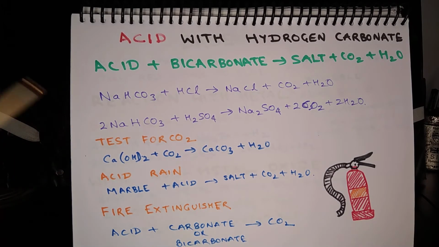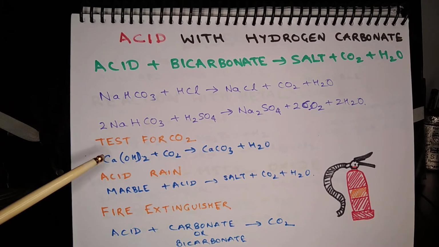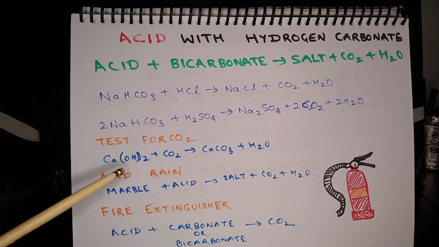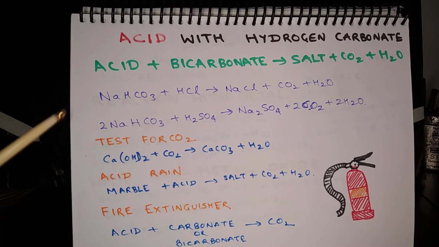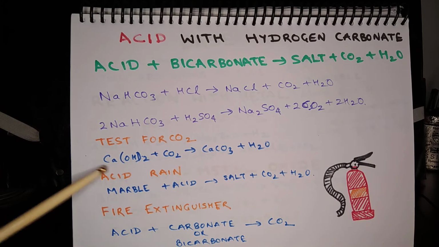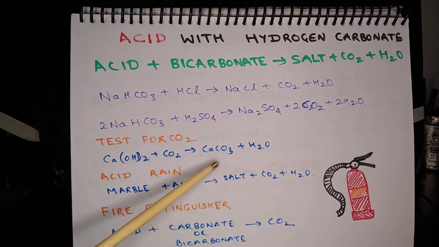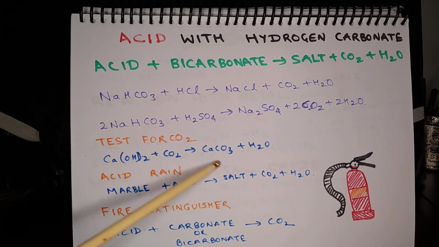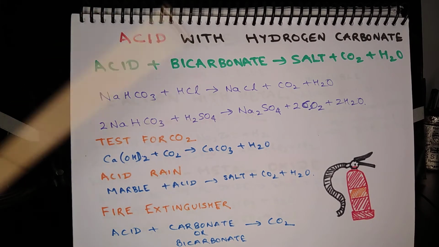In the case of test for carbon dioxide, when you use solution of slaked lime, this reaction takes place. This is calcium hydroxide, slaked lime. Ca(OH)2 plus CO2 is equal to CaCO3, calcium carbonate, plus water. And the liquid turns whitish because of the formation of calcium carbonate.